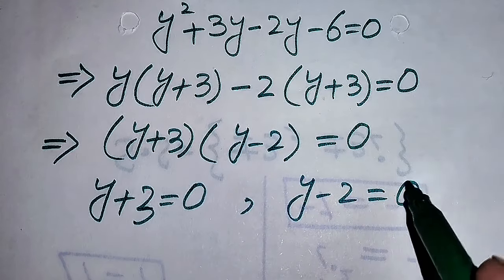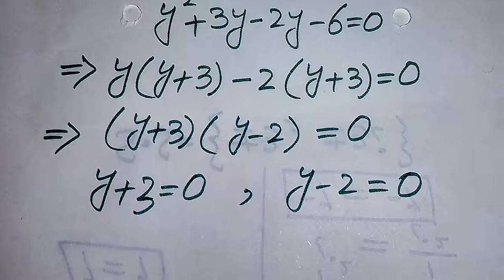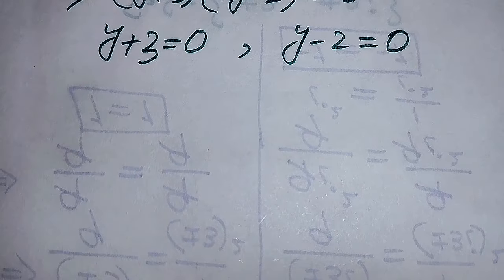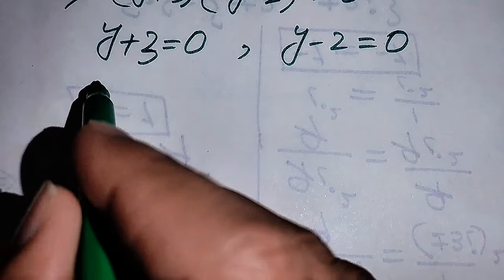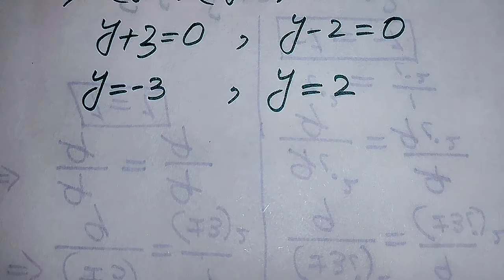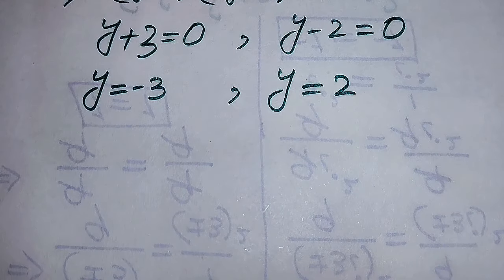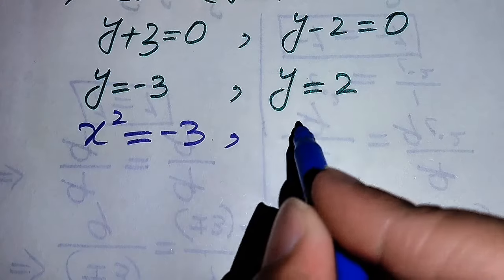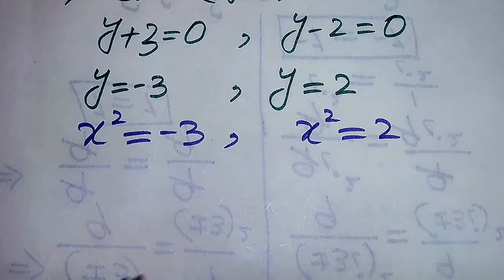First we need to find the roots of this equation. From here we get the value of y equals minus 3, and from here we get the value of y equals plus 2. Now we need to move backward and substitute the values of y backward, and the value of y is equal to x square. So it means we substitute x square in both of these two cases. So x square is equal to minus 3, and x square is equal to 2.